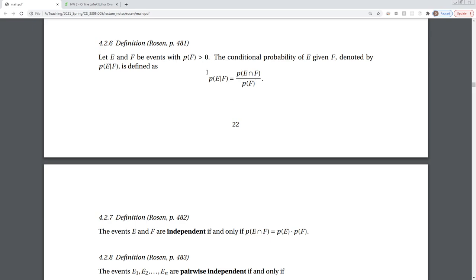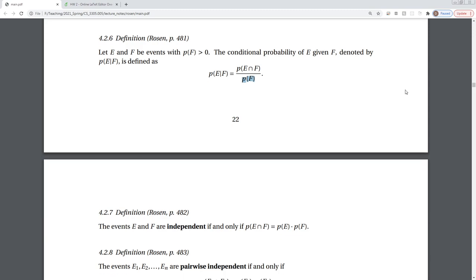Likewise, you can move the probability of F over here if you didn't know it. And if you knew the probability of the intersection and you divided it by the probability of E given F, let's say you were only able to sample the skies on sunny days, then you could derive the probability of F from that separate knowledge, right?